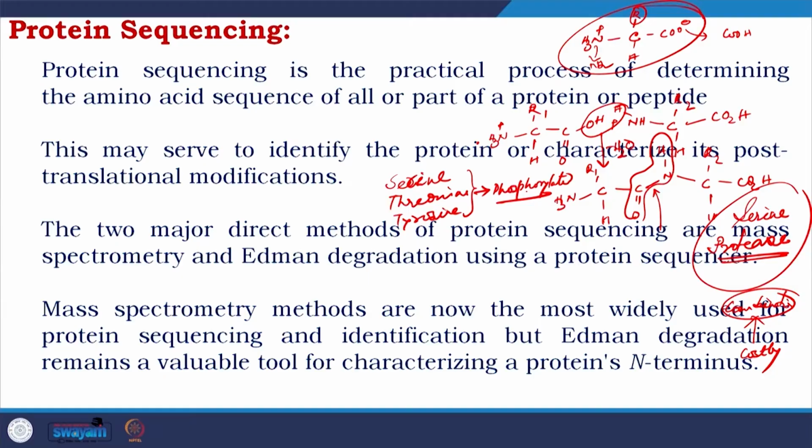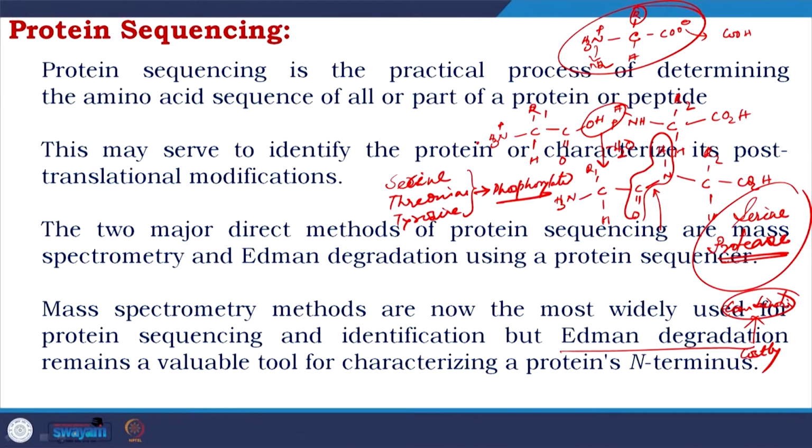We will talk about that. Mass spectrometry methods are now most widely used for protein sequencing and identification, but Edman degradation remains a valuable tool for characterizing a protein's N terminus. Sometimes, as I told, these are template based. So, you know a little sequence in the N terminus and you could find out the protein. That is done by Edman degradation.